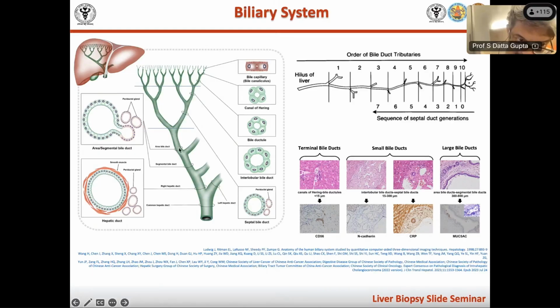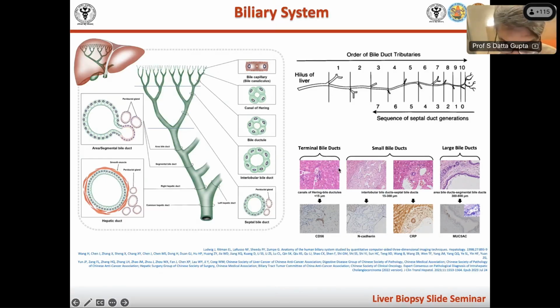Then you have the area bile duct, segmental bile duct, then of course the right septal, and then you have the right hepatic and common hepatic ducts. Now the moment you come to the stage of septal bile ducts, then you start seeing glands around these ducts. So the interlobular bile duct will not have them, but the next stage, septal bile ducts, will have these peribiliary glands. So this is one way of identifying the larger ducts.